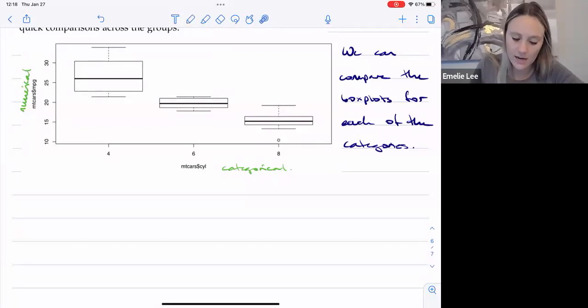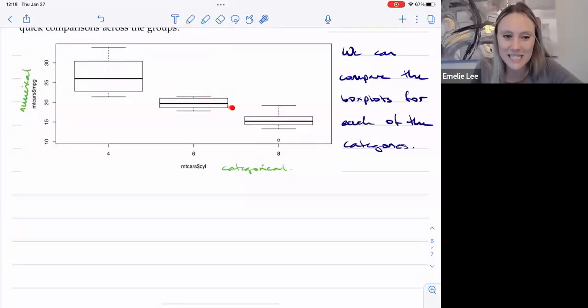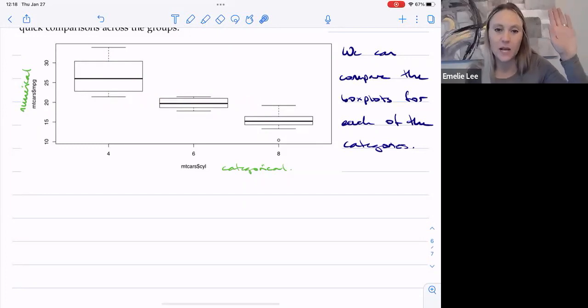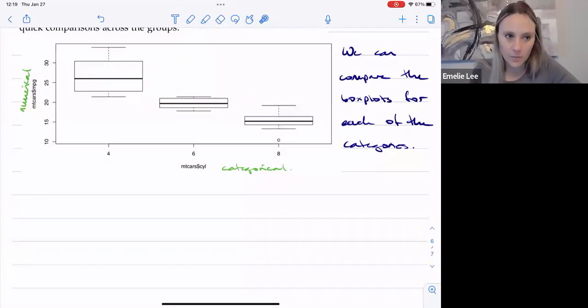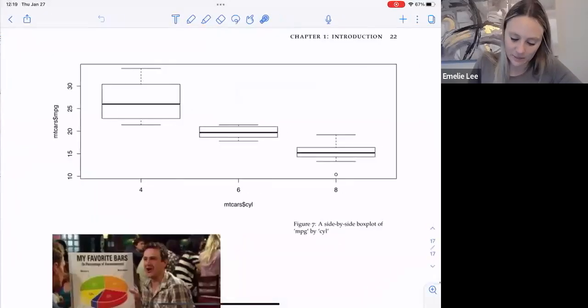Of course, the 4-cylinder cars have the highest miles per gallon, and then it decreases. In fact, there seems to be no overlap between the 4-cylinder miles per gallon and the maximum of the 8-cylinder miles per gallon. That's one key finding that we see right away, and you can compare these just to look at the differences in the miles per gallon.